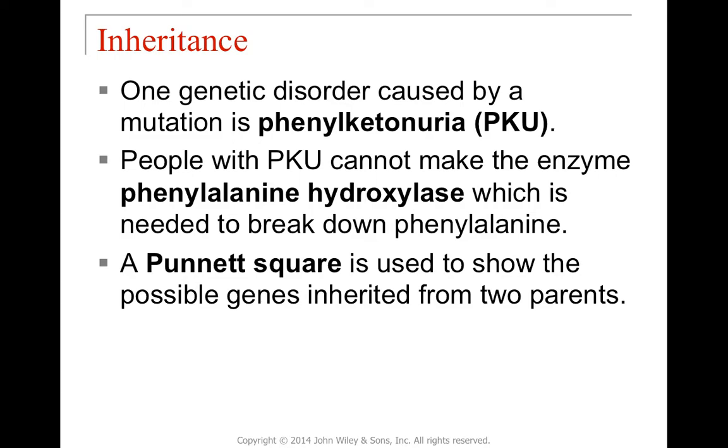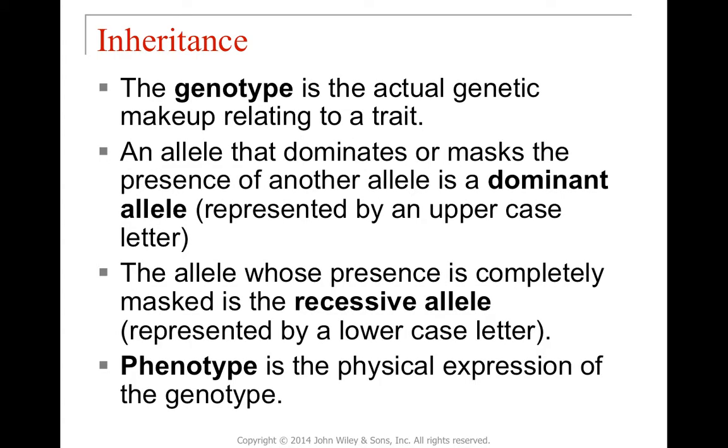Okay, so an example of a genetic disorder is something called PKU, or phenylketonuria. And if you have this disease, PKU, you're unable to make something called phenylalanine hydroxylase. And phenylalanine is an amino acid, and you need to break down phenylalanine, and if you're unable to do so, you can get extremely sick. And one way that we look at the way that we acquire genes from our parents is called a Punnett square. So we use the Punnett square in order to look at the possible outcomes of the way genes are going to be inherited from two parents.